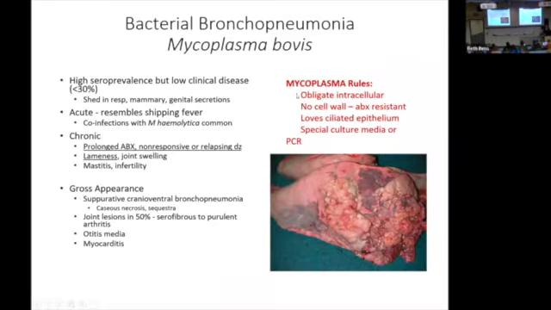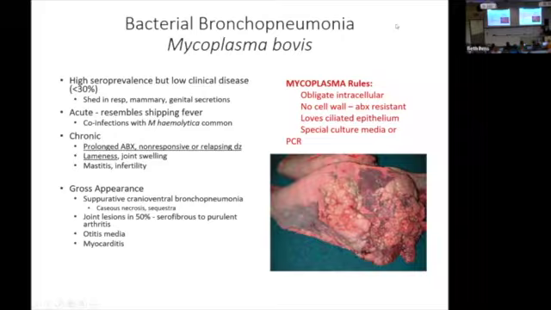Mycoplasma. So this is a special one in the bronchopneumonia category. I almost like to lump this guy with viruses because it's barely a bacteria. It doesn't even have a cell wall left. So it's resistant to a lot of the common antibiotics, especially the ones that target cell wall, the penicillins. So it's dominated by intracellular, essentially parasite.